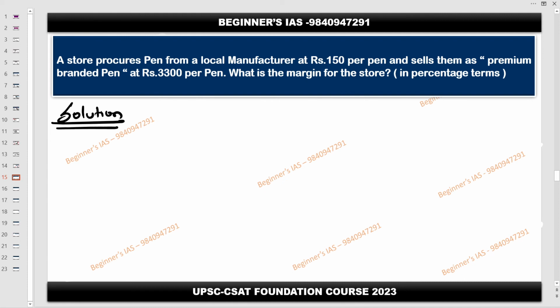Whatever the buyer is investing to procure the pen, that is going to be your cost price. So the cost price for that buyer is rupees 150. Then they sell them as a branded pen, which means they are raising the MRP to 3300 per pen. What would be the margin?